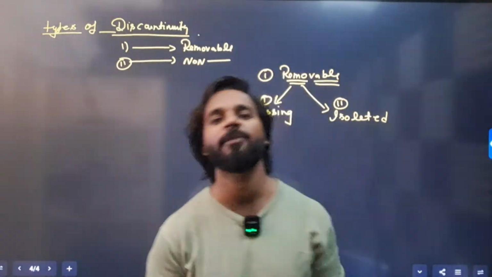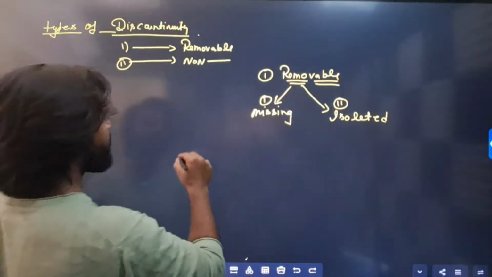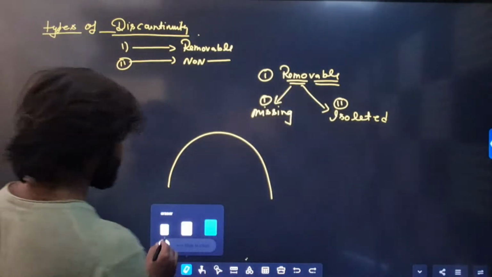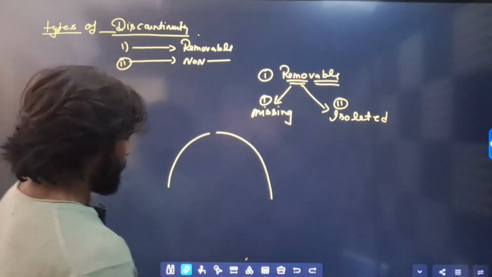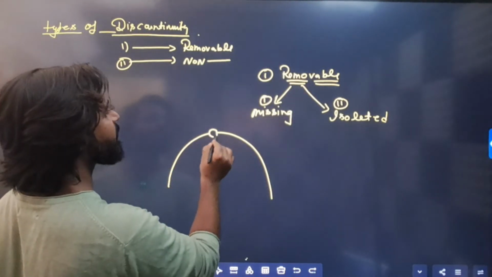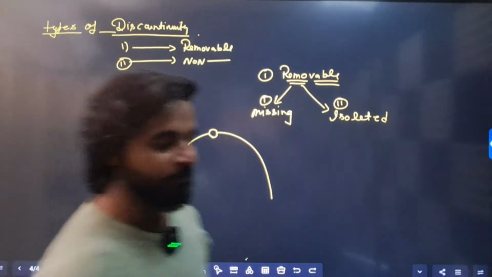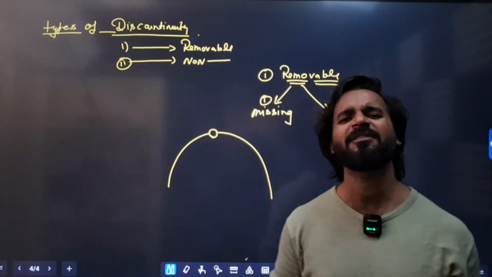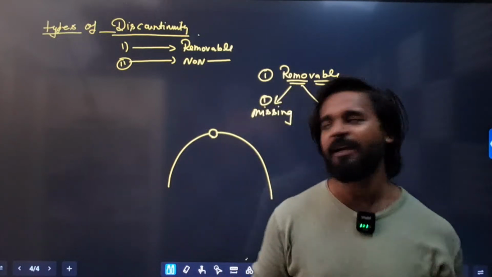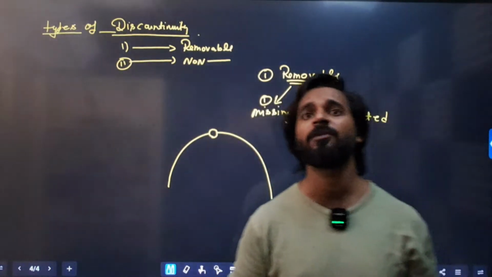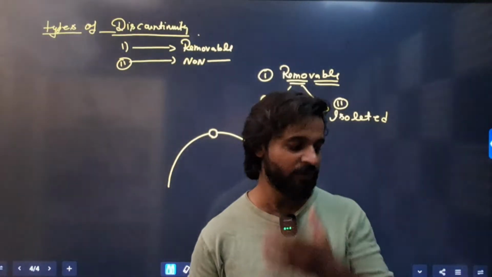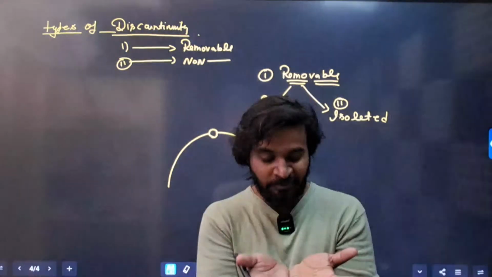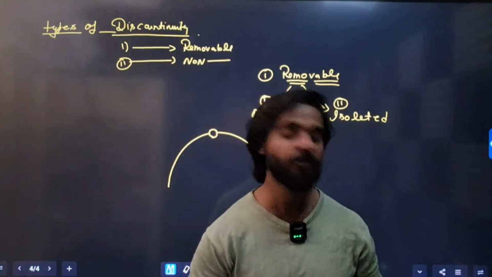Missing, what is the mean of missing? Okay, I am telling you, we have a graph, okay, this graph. There is a gap, it is a missing point. Missing point means something is missing. Just take an example: you have 1000 rupees, okay.